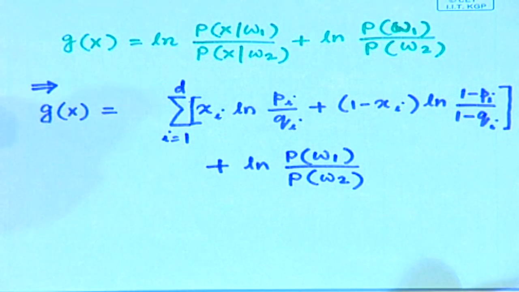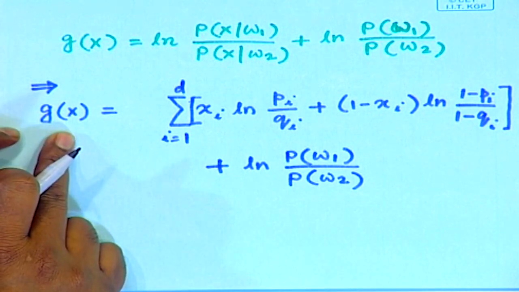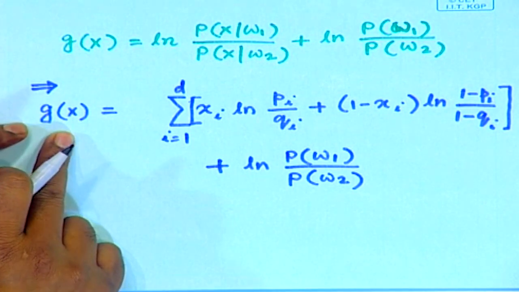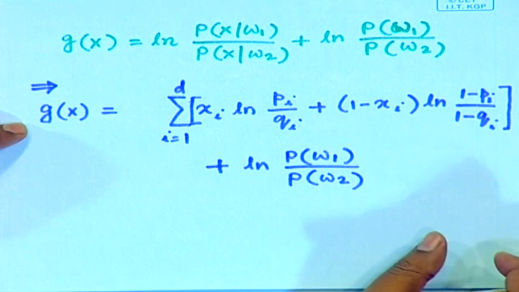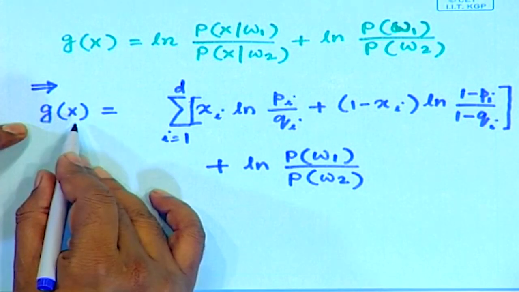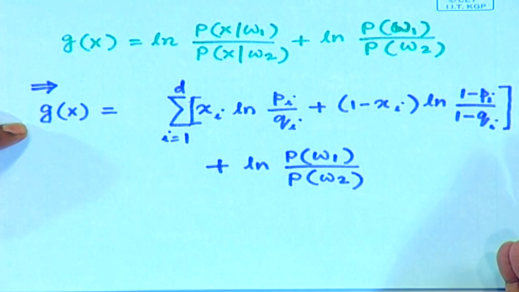Okay. So, this is the decision function, and for a two category case we have already seen that if g of x becomes greater than 0, then our decision was that x belongs to class omega 1. If g of x becomes less than 0, then our decision was x belongs to class omega 2. If g of x is equal to 0, that tells us the decision boundary between the classes omega 1 and omega 2.